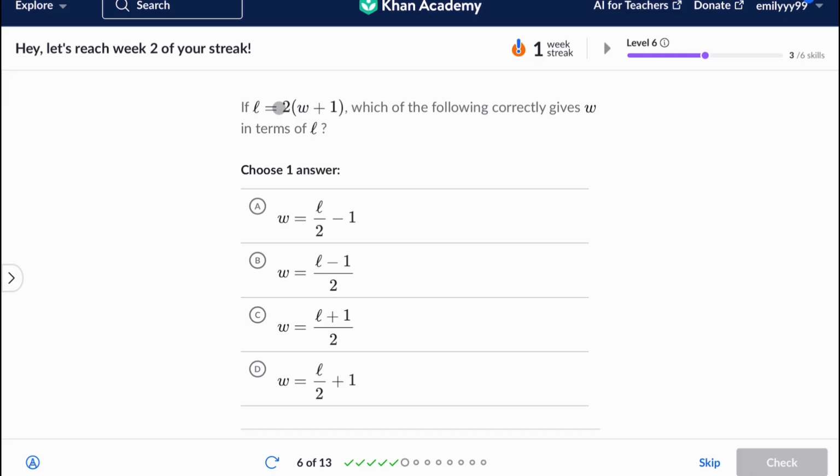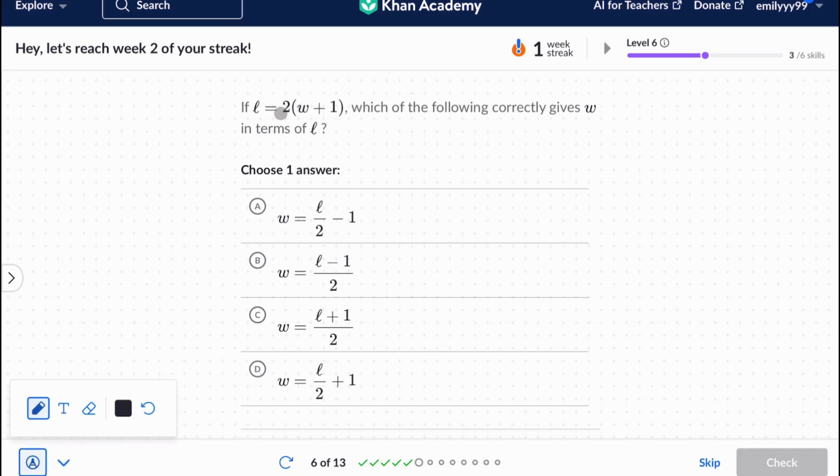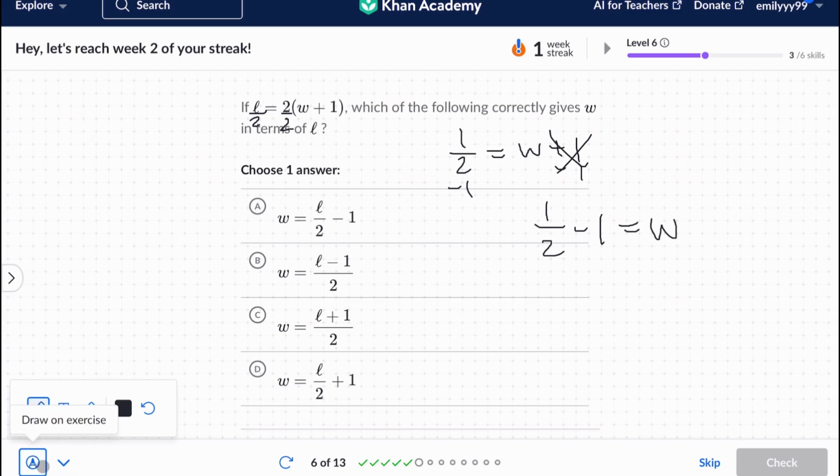If L is equal to 2 times W plus 1, which of the following correctly gives W in terms of L? Again, like the O and P problem, we're trying to solve for another variable, and we're solving for W here, so we have to isolate W. So if we solve for that, we want to divide each side by 2, W plus 1, and then minus 1. L over 2 minus 1 is equal to W. That should be our answer. So W is equal to L over 2 minus 1. Oh, it's A.